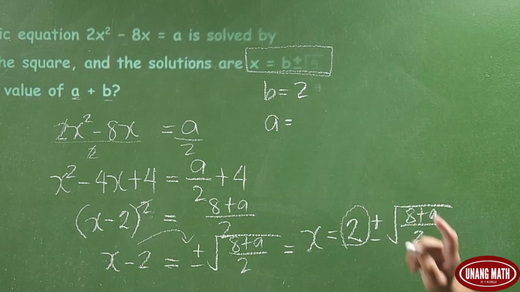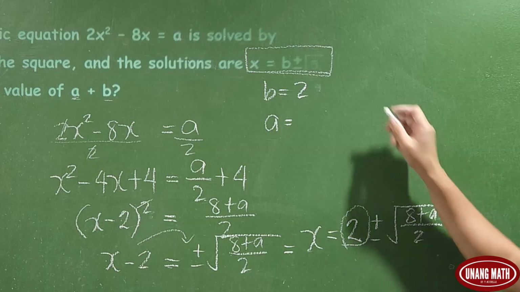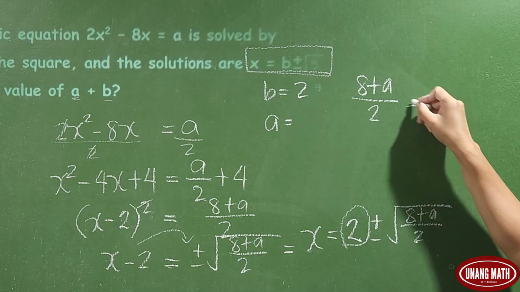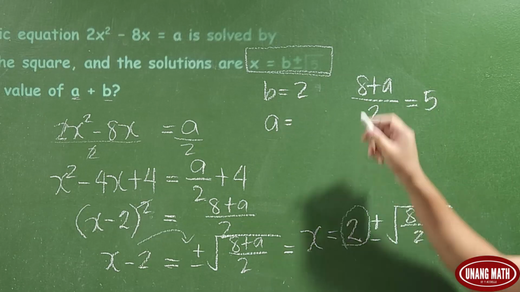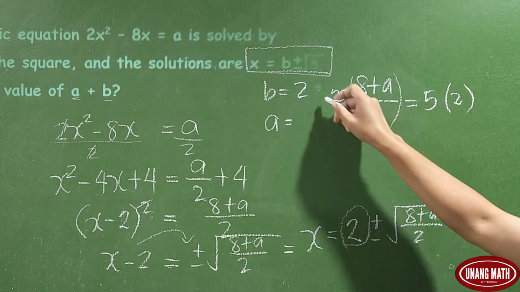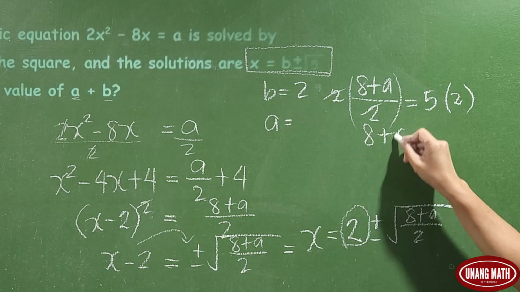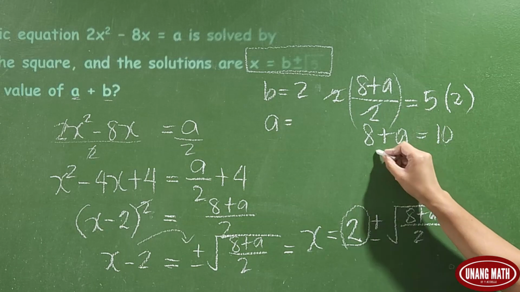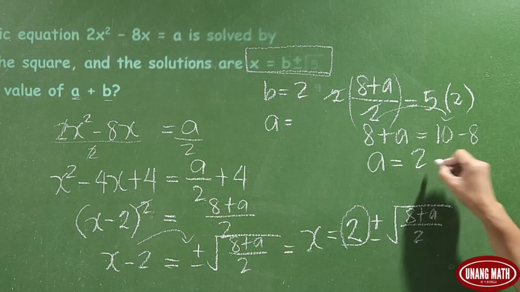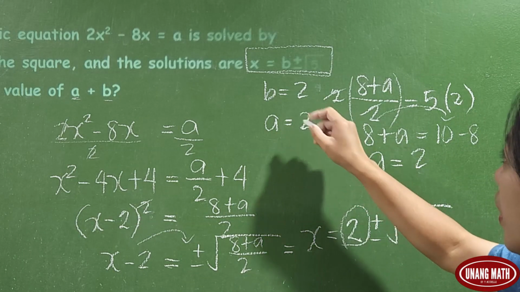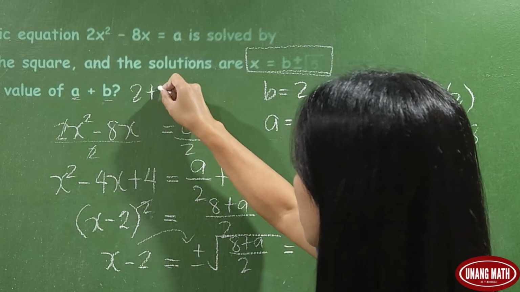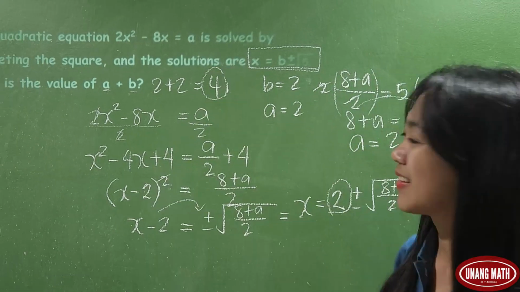Okay, now, what about a? Here, we have 8 plus a over 2, and this is equal to 5. Multiply both sides by 2. So we now have 8 plus a is 10. So in other words, a is 10 minus 8, so that would be 2. So a is 2. So what's the value of a plus b? So 2 plus 2, then the value is 4.